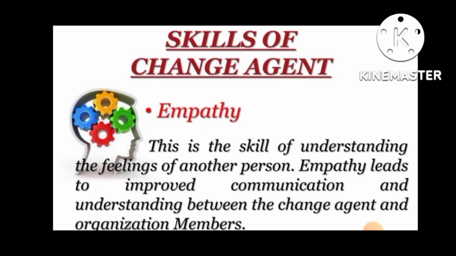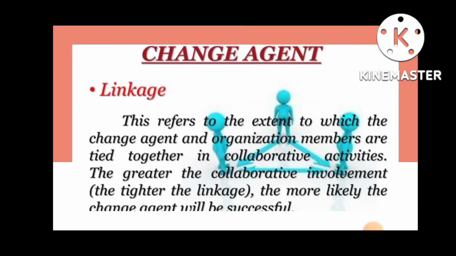What are the skills of the change agent? So we have empathy. When we say empathy, this is the skill of understanding the feelings of another person. Empathy leads to improved communication and understanding between the change agent and the organization members. So when we say empathy, you are putting yourself in the shoes of the other person. Then we have linkage. This refers to the extent to which the change agent and the organization members are tied together in collaborative activities. The greater the collaborative involvement, the more likely the change agent will be successful. So meaning, linkage is something like your contacts or your friends, how connected you are with other people within the organization.